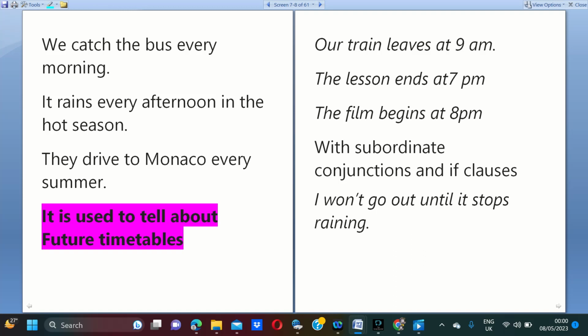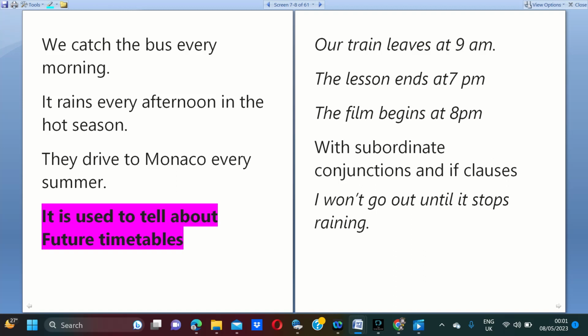Next, the third use under simple present: it is used to talk about future timetables. Here we use simple present to talk about future actions. What are those? Our train leaves at 9 a.m. The lesson ends at 7 p.m. The film begins at 8 p.m.